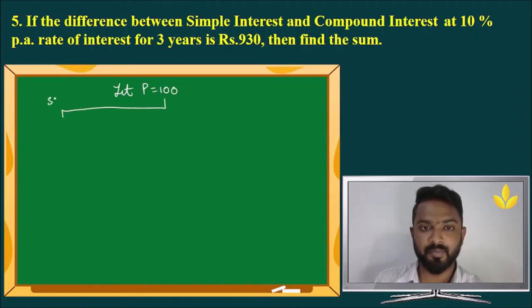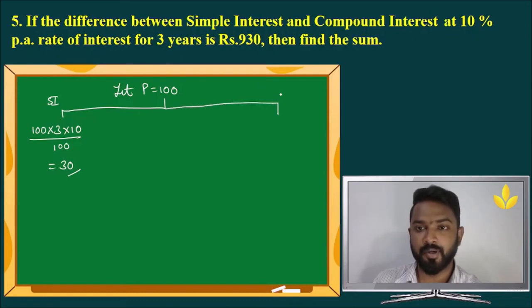First, let's find the simple interest. PTR by 100. We have 100. Time is 3 years. Rate is 10%. So the simple interest is 30 rupees.